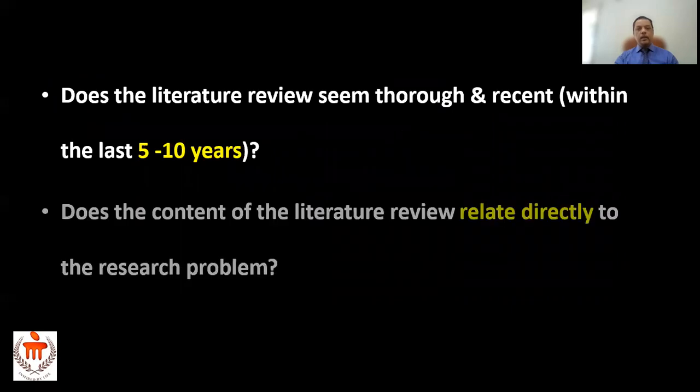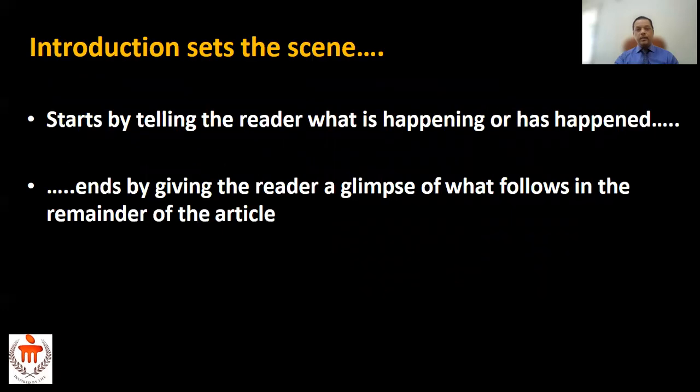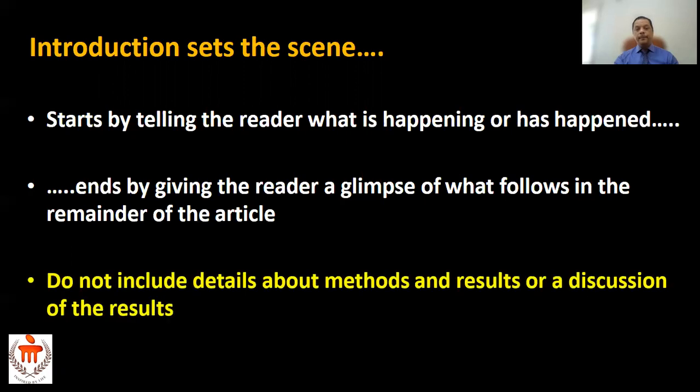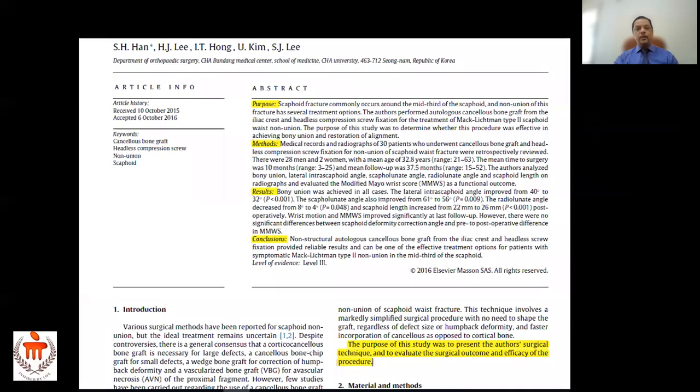and also to include the most recent, and the content of the literature review should relate directly to the research problem itself. So basically, introduction sets the scene for the entire manuscript. It starts by telling the reader what is happening or what has happened already, and ends by giving the reader a glimpse of what follows in the remainder of the article. But don't include details about methods and results or a discussion in the introduction itself.